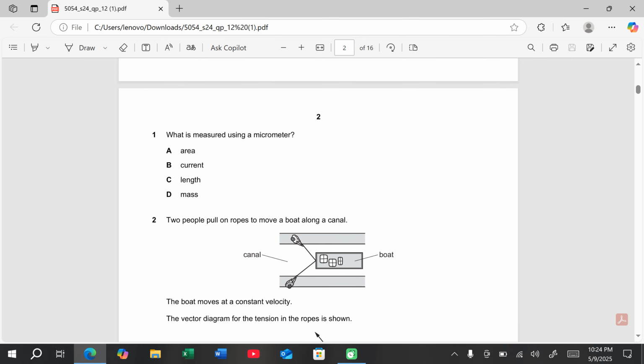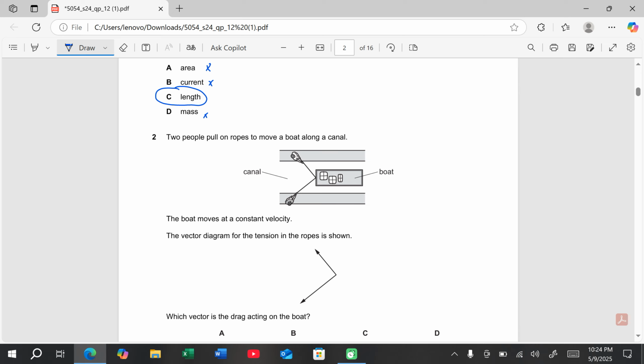What is measured using a micrometer? So area is not being measured using a micrometer, current is not, mass is not, so that's the length, because micrometer is the instrument that is used to measure the length.